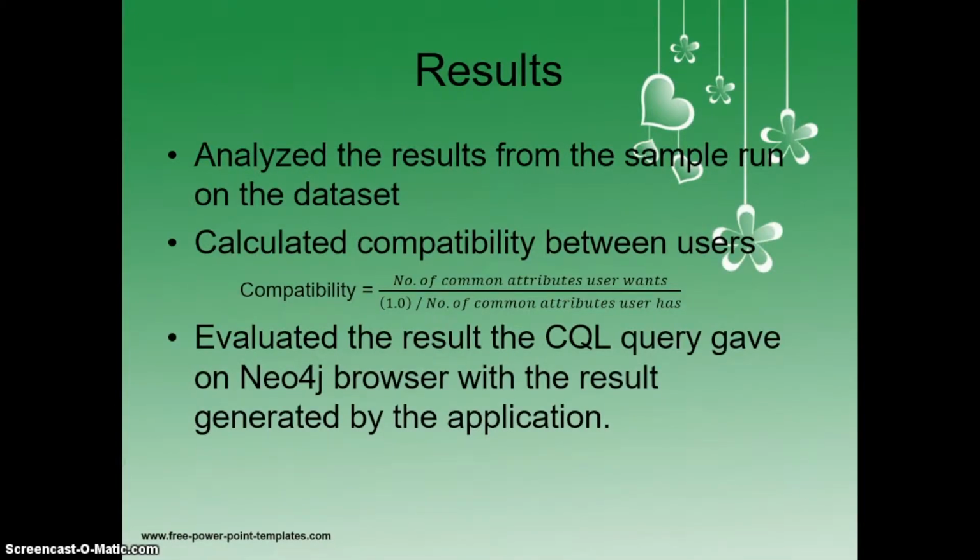So we analyzed the results from the sample data and saw how the users are connected based on the attributes defined. We used a formula to calculate the compatibility between the two users, which is given by the number of common attributes the user wants divided by the reciprocal of the number of common attributes the user has. This is the general formula used in most of the dating sites.